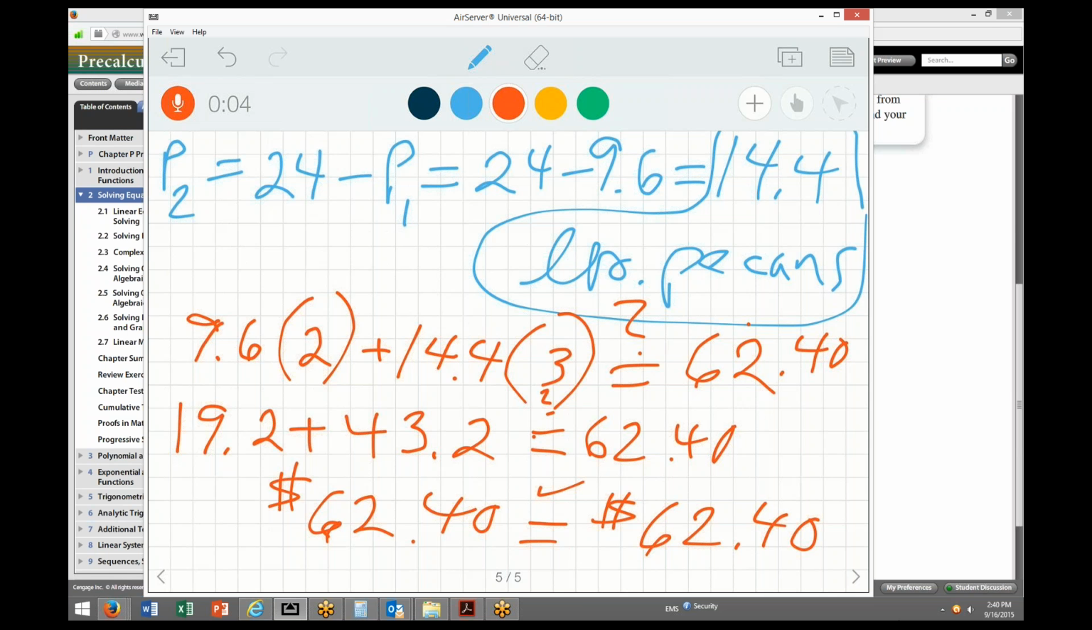So there is a lesson for you on section 2.1 about solving equations and problem solving with linear equations.